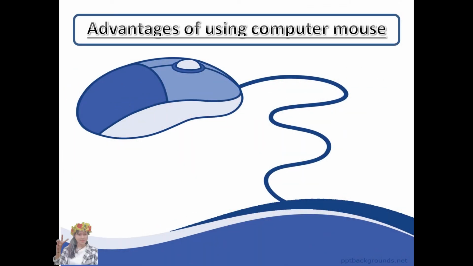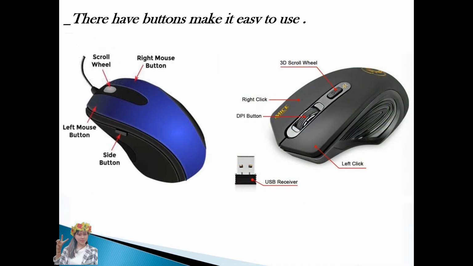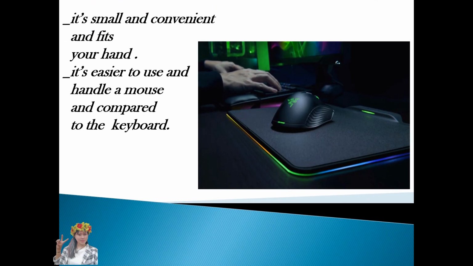Then I'm going to let you know more about the mouse, so I will tell you about the advantages of the mouse. First, it allows you to make a selection and move items on the computer screen. It has buttons that make it easy to use, like the scroll wheel, right mouse button, left mouse button, and side button. It's small, convenient, and fits your hand.